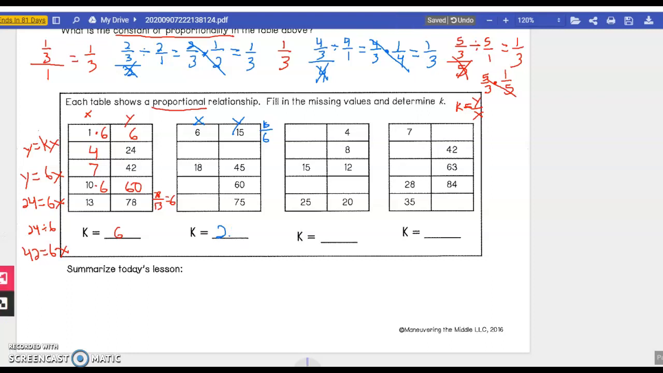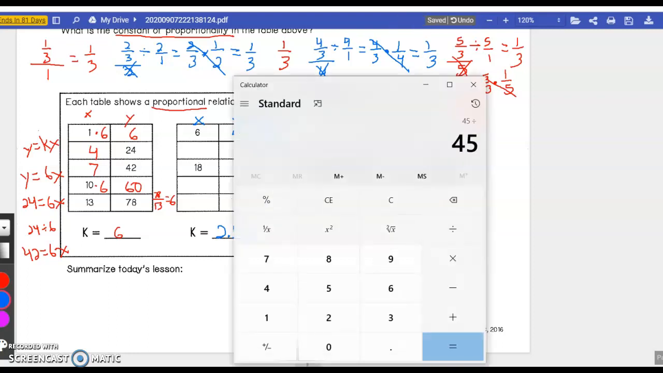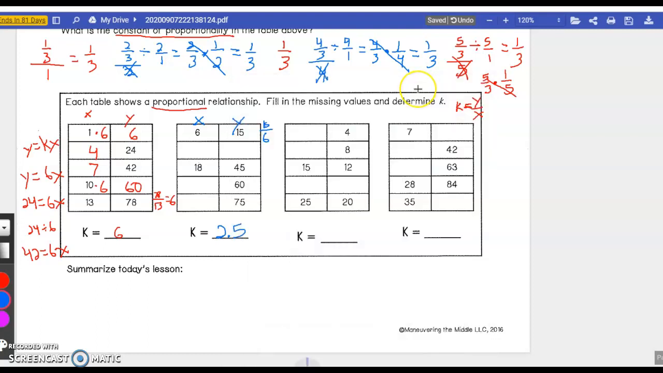In fact, if you even test the other one, 45 divided by 18, try that again. 2.5. So that means whatever's in this column times 2.5. So whatever is right here times 2.5. Well, there's nothing there, so let's skip it.